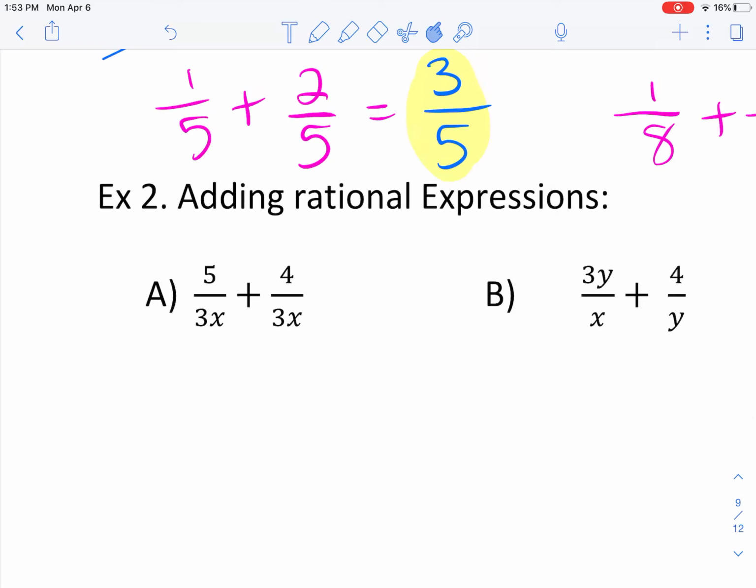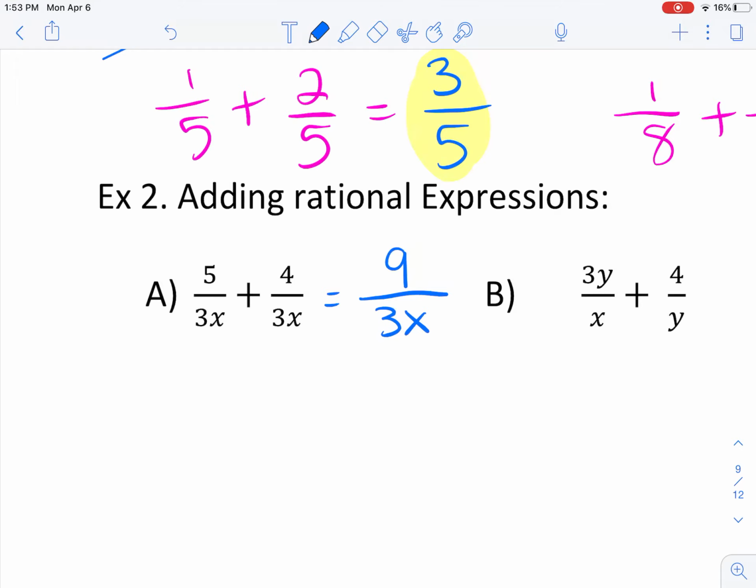So let's go ahead and look at A. We have 5 over 3x plus 4 over 3x. Notice that both of the rational expressions have a common denominator already. So we're going to keep that denominator, just like we did in that first pink example right above, and then add the numerators together. So 5 plus 4 is 9.